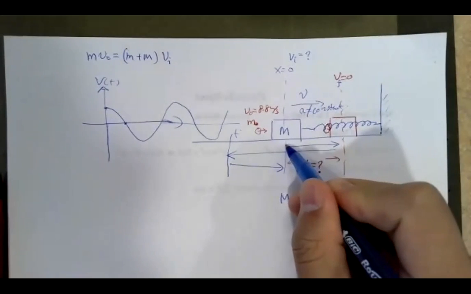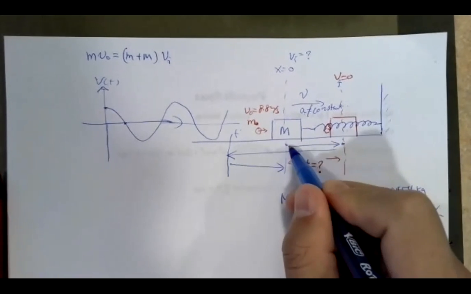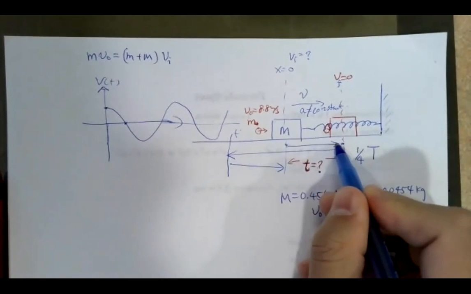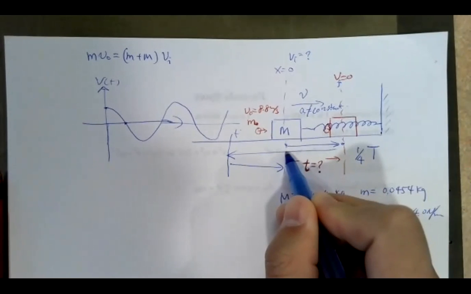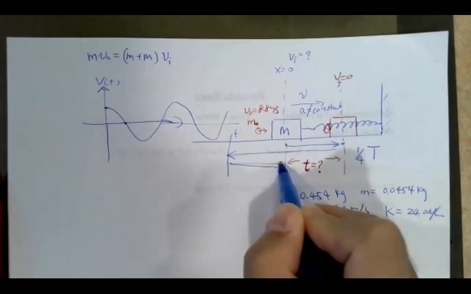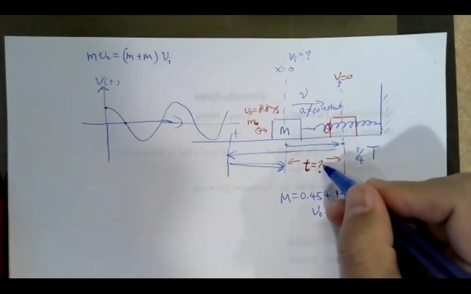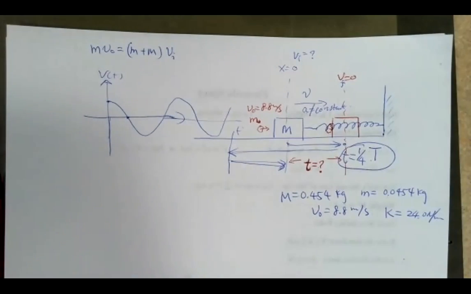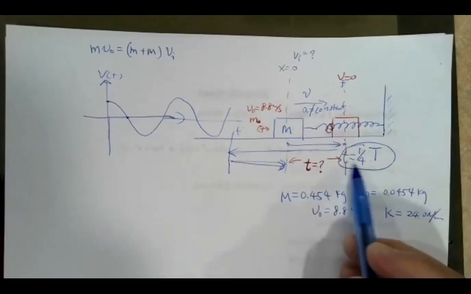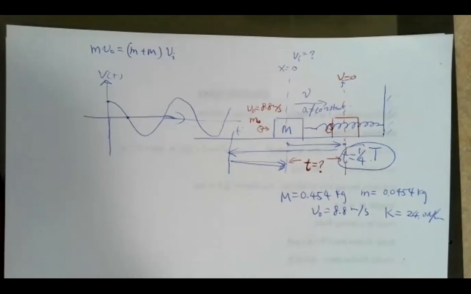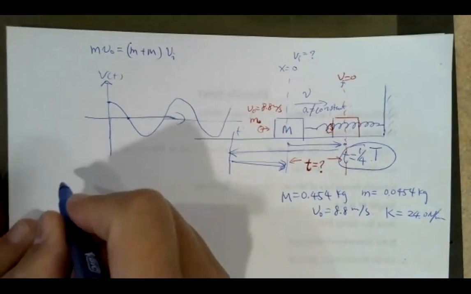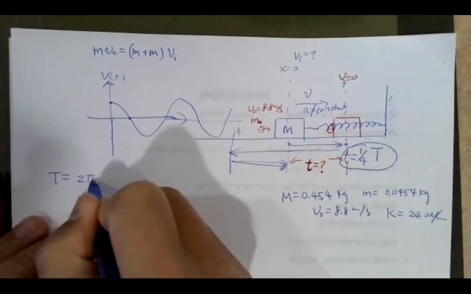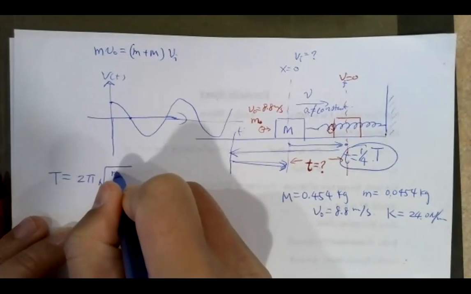Now the time it takes from here to here will be 1/4 of the total period T. Because when it goes here, this is 1/4, and then comes back, this is half. Another quarter and then goes back, so this is the total period. So this time is equal to 1/4 of the period of this oscillation motion. If we can solve for the period, then we can solve for the time it takes. Because this is simple harmonic motion, T is equal to 2 pi square root of m over k.